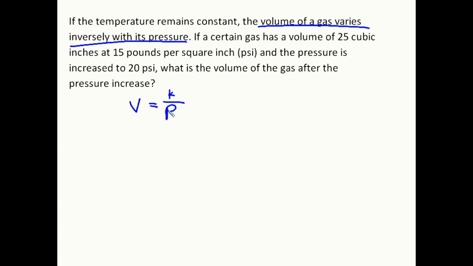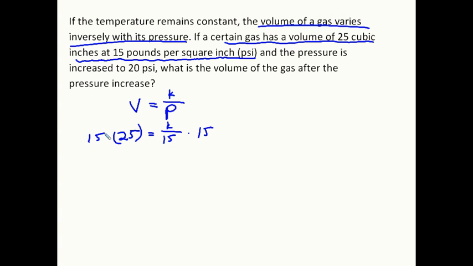And then it gives us our first situation. A certain gas has a volume of 25 cubic inches at 15 psi. Well, cubic inches measures volume, so we can plug this in. 25 cubic inches at 15 pounds per square inch. And solving for k, we would multiply both sides by 15. And we get k equals 375. So that's our constant of variation.